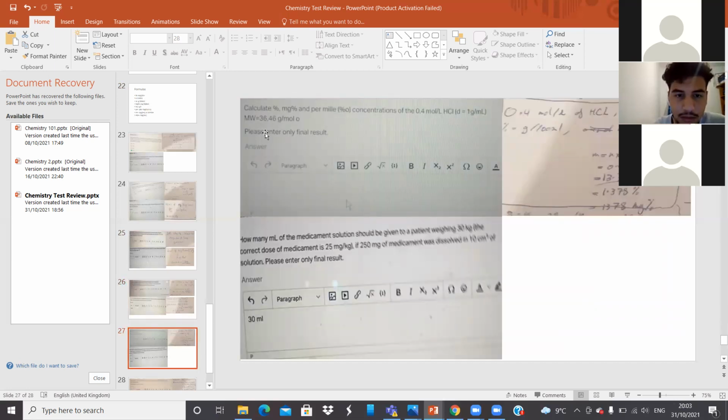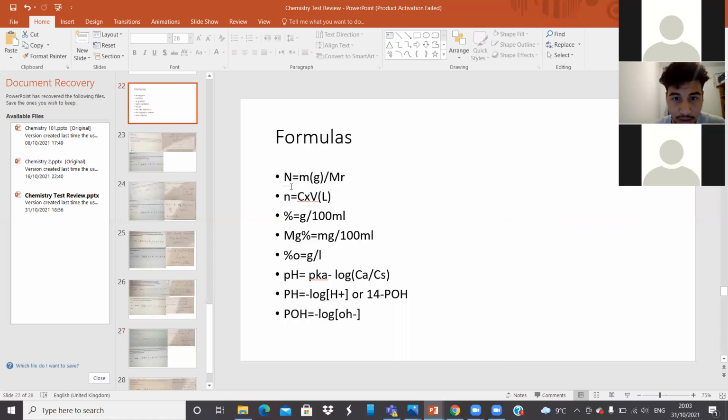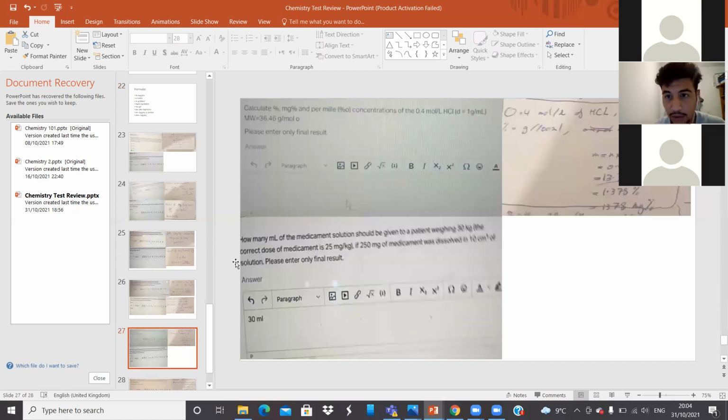First of all, we have the number of moles, which is 0.4 moles in 1 liter. I'm going to assume the volume is 1 liter. So we already have the number of moles, and we have the molecular weight. What we are missing is the mass. So we need to rearrange this equation: the number of moles times the molecular weight gives you the mass. So you have 0.4 times 36.46.